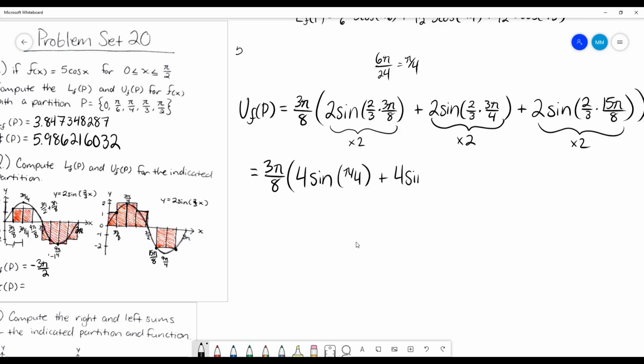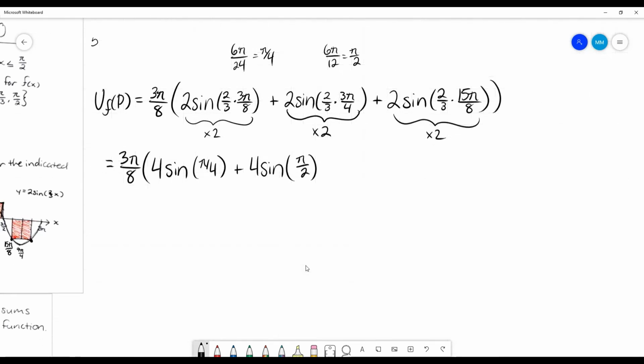plus 4 sine of, that's going to be 6 pi over 12, or just pi over 2, plus 4 sine, it's going to be 30 pi over 24, or 15 pi over 12, which we then reduce to 3 pi over 2.